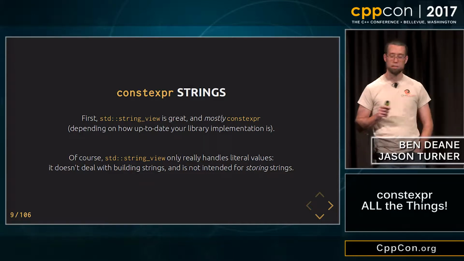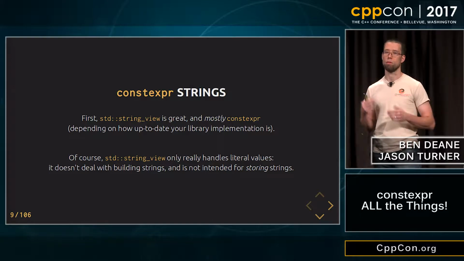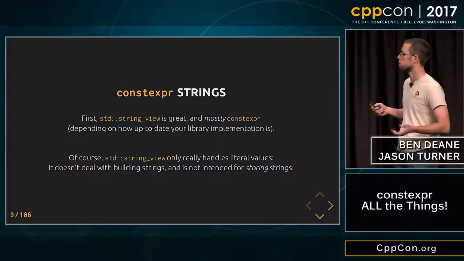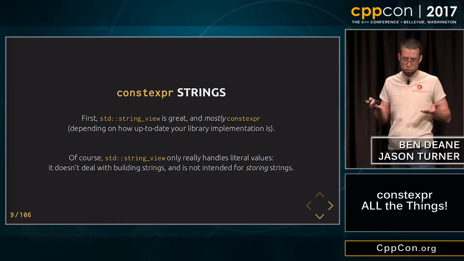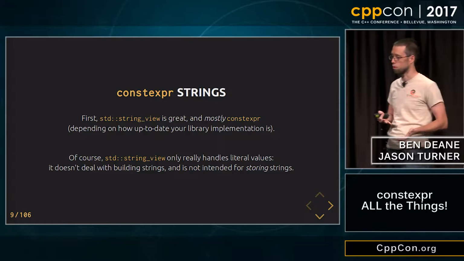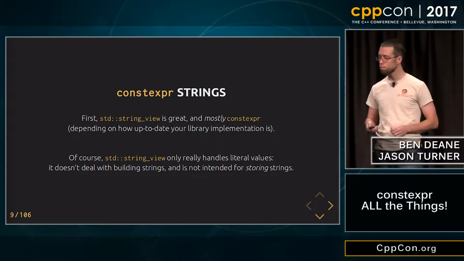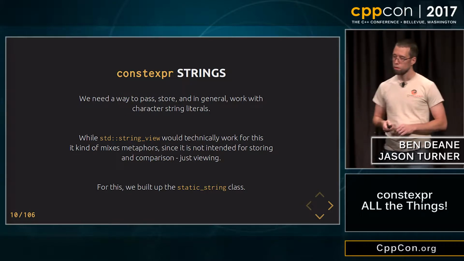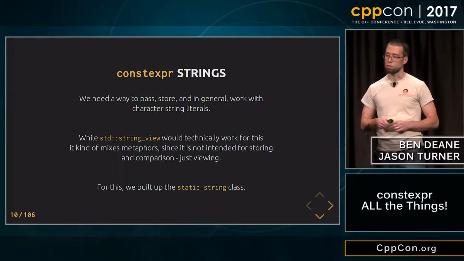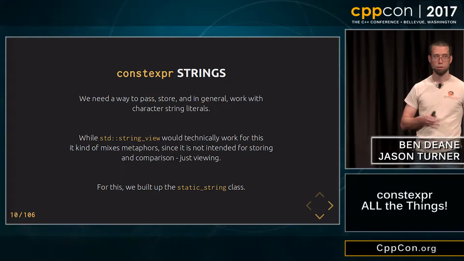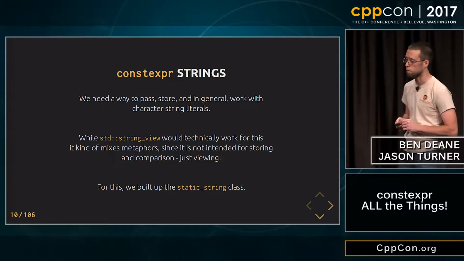Constexpr strings. Now, interestingly, C++17 adds standard string view. I have a hard time using this in a lot of constexpr contexts because it's not intended for storing a string, and we're talking about storing strings. And it can only hold literal values. We can't build strings. So we need some way to pass and store strings in general, and work with character string literals. String view would technically work for some of these things, but I feel like it mixes metaphors. I don't like using it for compile time stuff.